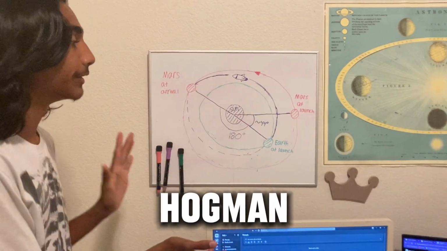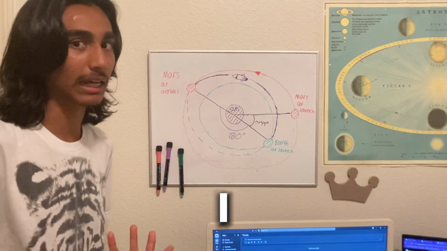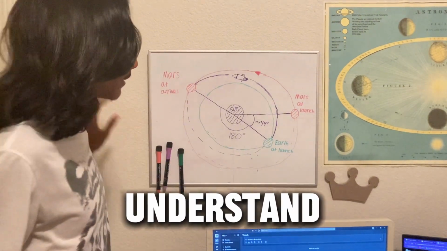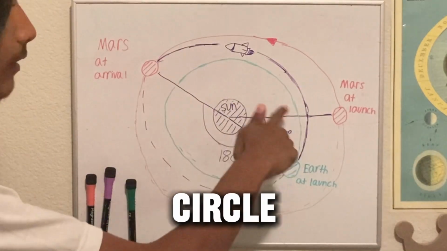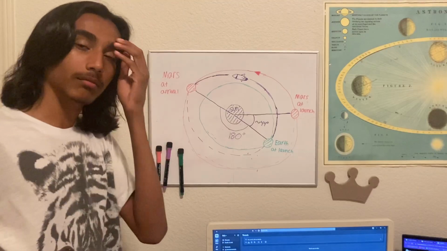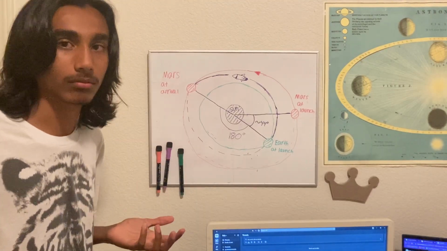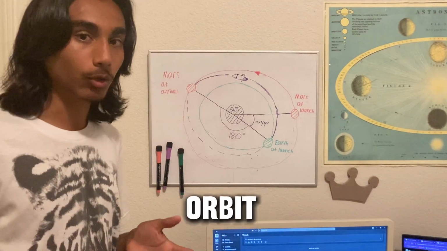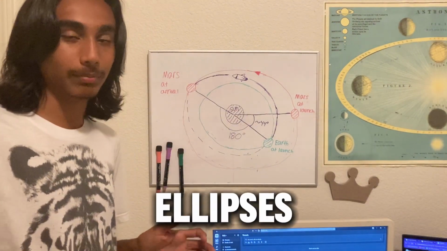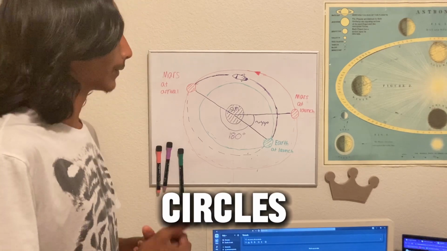Well, this is what a Hohmann transfer looks like, kind of. I hand drew this diagram to make it easier for you guys to understand. This green circle, that's Earth's orbit. This red line, Mars's orbit. Line, it's a circle. Duh. Mars and Earth both orbit the sun in circles, or technically ellipses, but they might as well be circles.